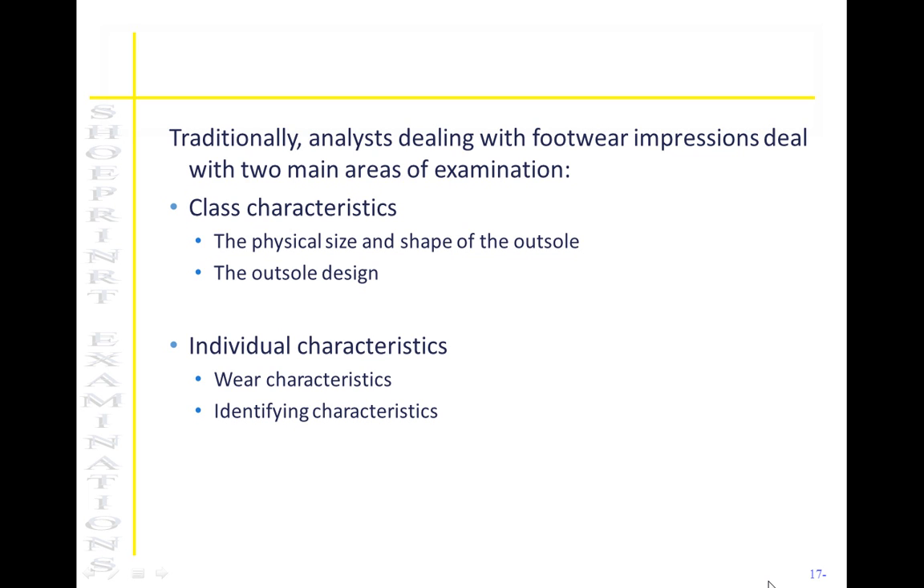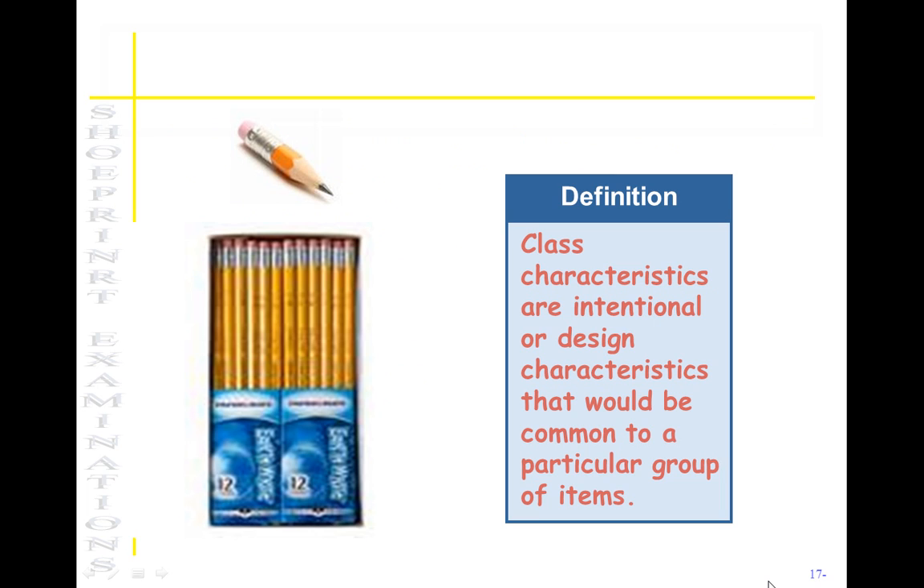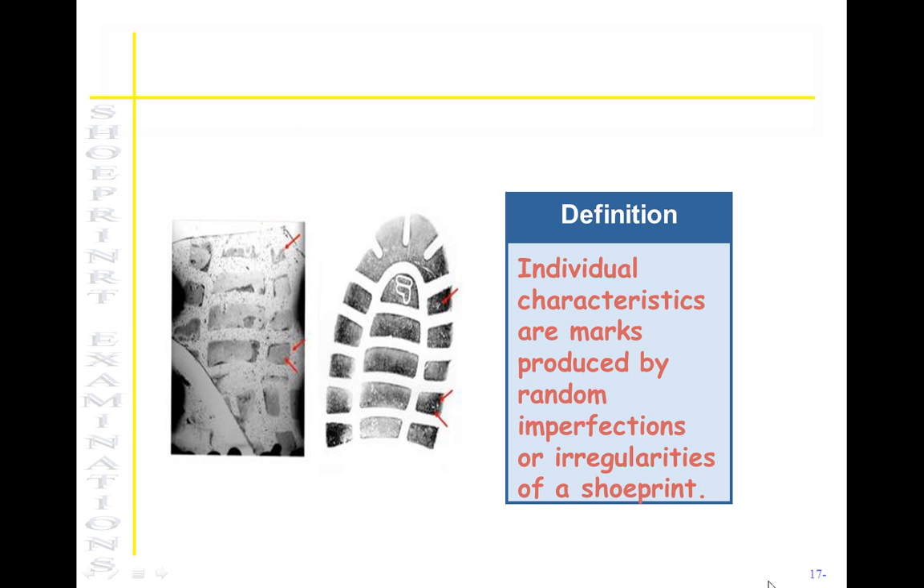But they're also going to take into consideration that outsole pattern itself. Individual characteristics are going to be more wear type characteristics or specifically identifying characteristics to that shoe and only that shoe. So once again, to refresh our memory, class characteristics are going to be intentional or design characteristics that are common to a particular group of items. And your individual characteristics are marks produced by random imperfections.